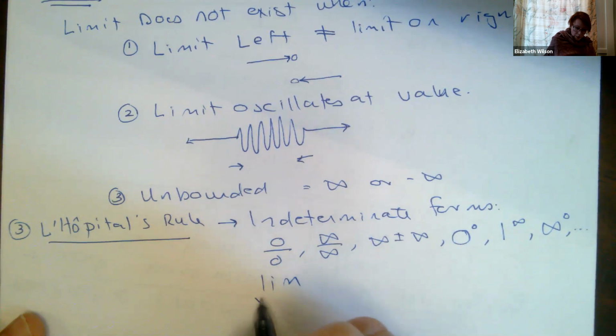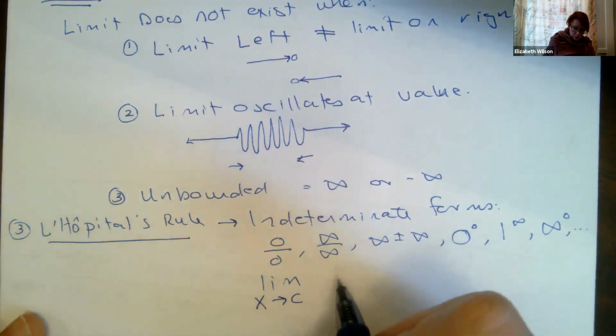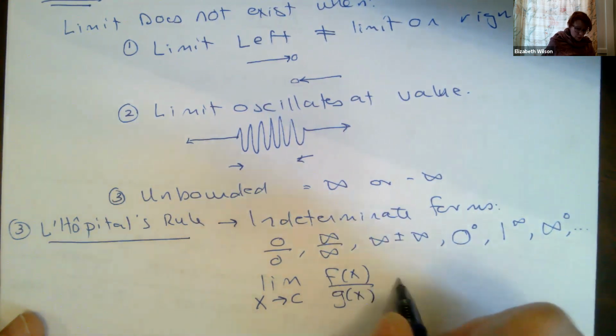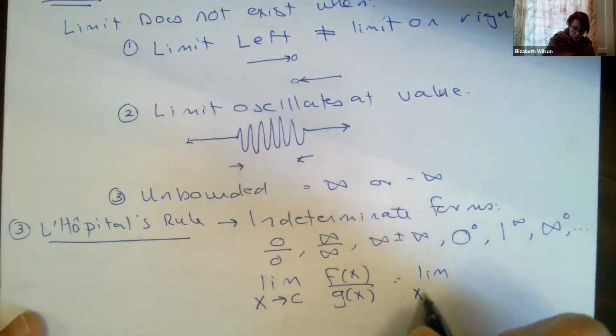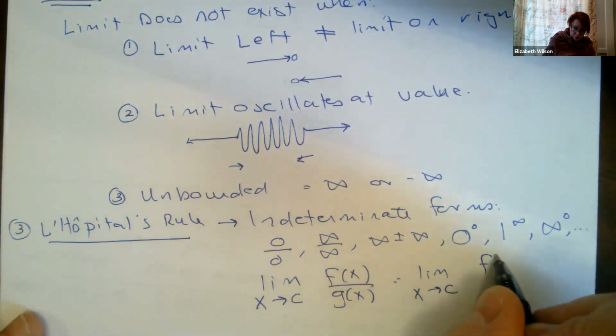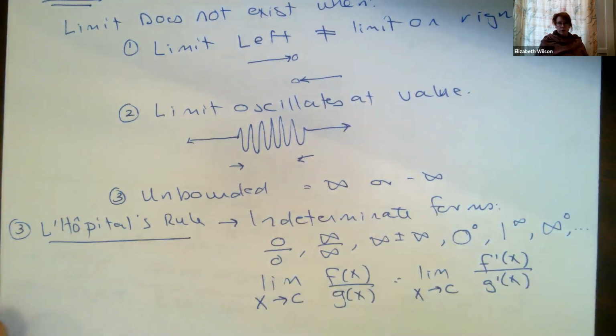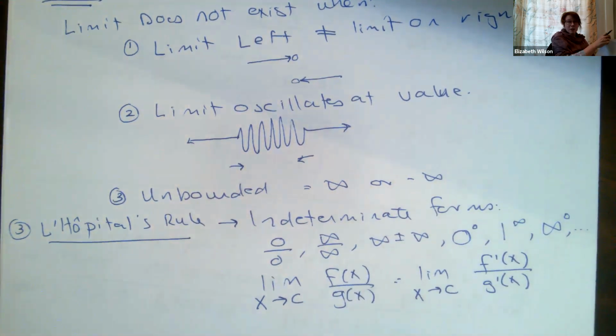So remember, L'Hopital says the limit as x goes to some value of a function over another function is equal to the limit going to the same value, where I take the derivative of the top and the derivative of the bottom. I don't do the quotient rule. This is the derivative of the top, this is the derivative of the bottom, and then I reevaluate the limit. If I still get indeterminate, I can keep applying L'Hopital's until it's not indeterminate anymore. Okay, quick review. We need these things in order to process improper integrals. So that's why we're talking about it now.